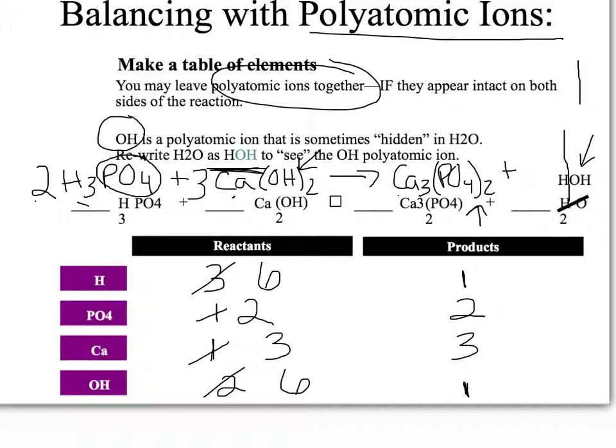So now I have 6 OHs. Well, how do I balance 6 OHs over here on this other side? If I put a 6, I now have 6 OHs, and I have 6 individual H's, and we are balanced. This is a balanced equation. This is kind of a tricky one, but I thought it would be fun to show you a hard one. Let's practice some more.